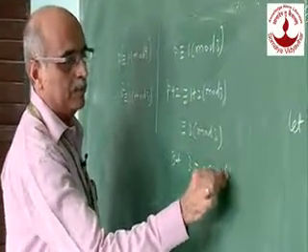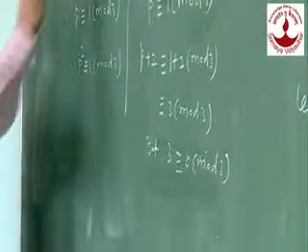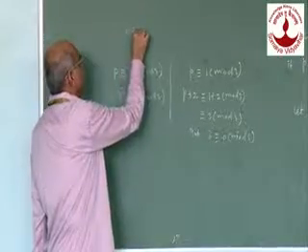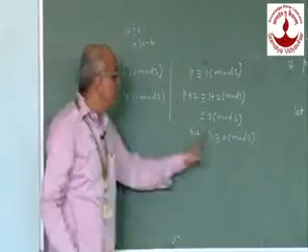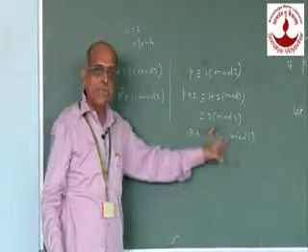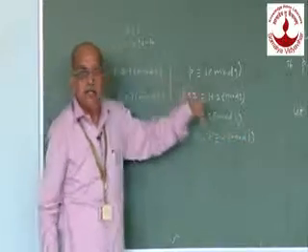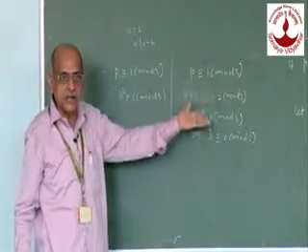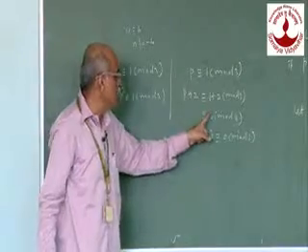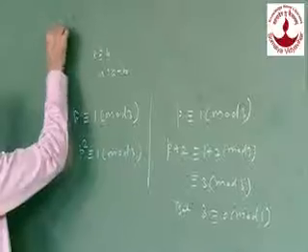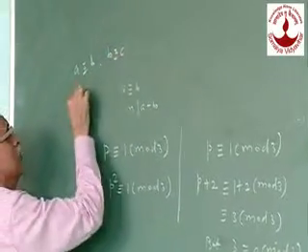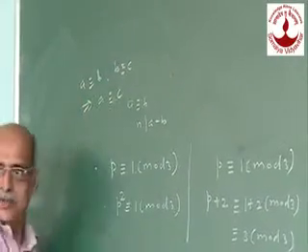I hope you have understood this part. What do you mean by congruences? A is congruent to B means the difference is divisible. And what does the transitive property say? A is congruent to B, B is congruent to C, implies A is congruent to C.